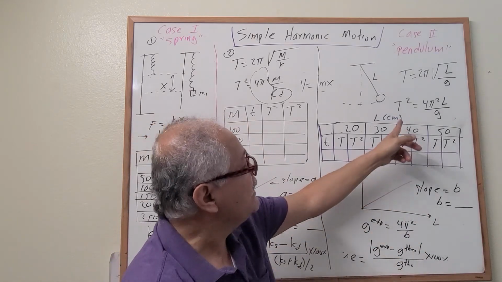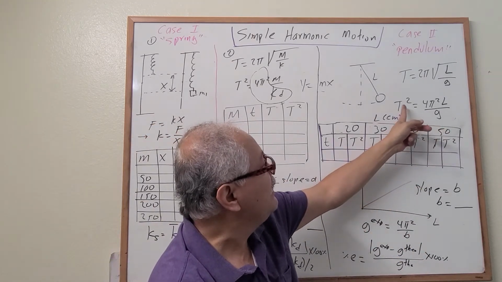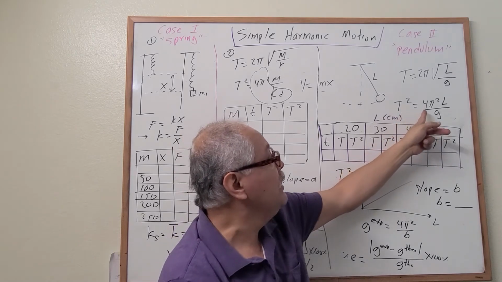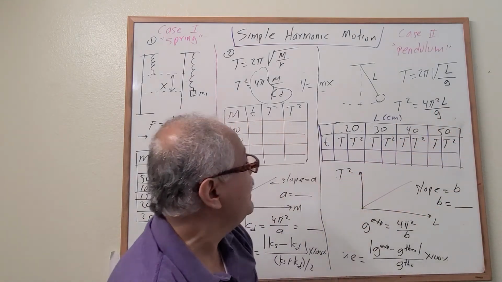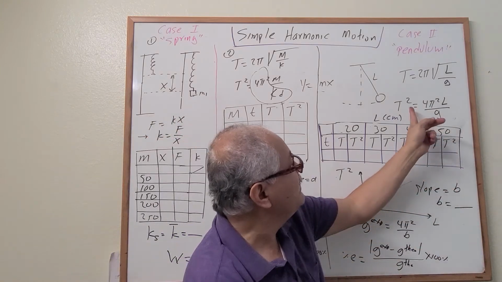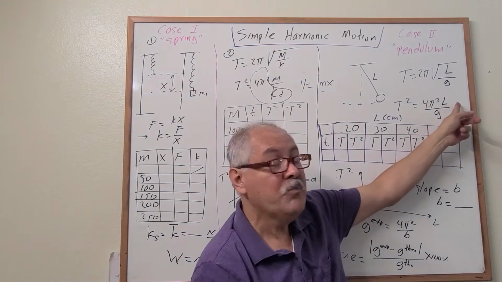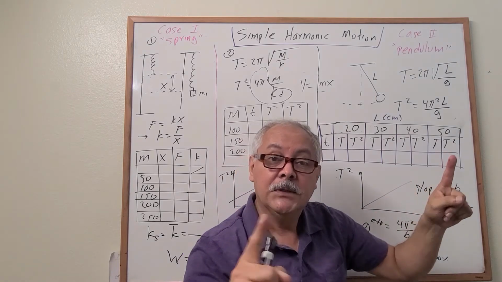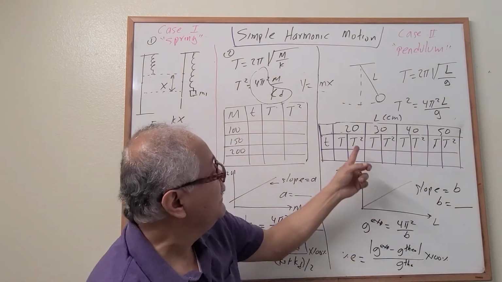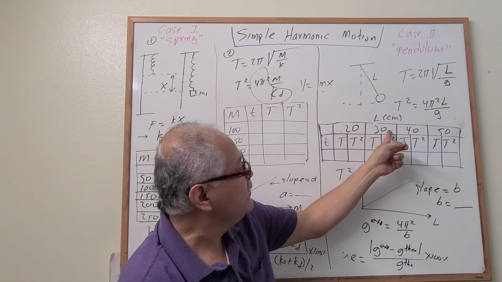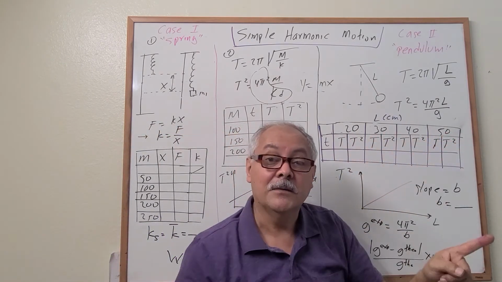Great. Now, the same thing as before, let's take the square. We have T squared, the period squared, equals 4 pi squared L divided by g. In this situation, we are plotting T squared versus L. So we need to increase L and find the period for each length. In this case, we have 20 centimeters, 30, 40, 50 centimeters for L.